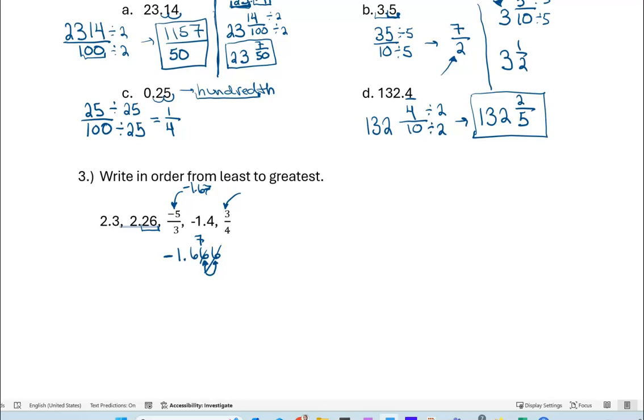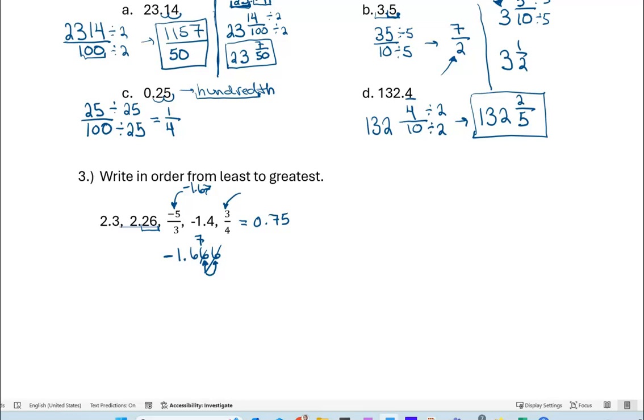I'm going to do the same thing for the 3/4. If you're not sure what 3/4 is as a decimal, go ahead and just divide. But 3/4 is 0.75 or 75 hundredths. So now I'm ready to order everything.